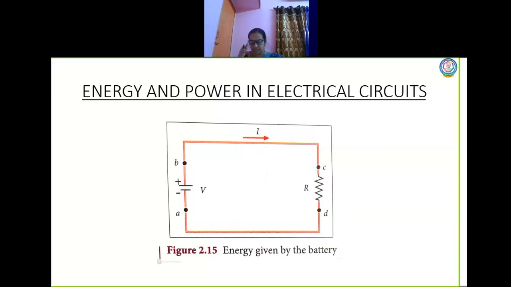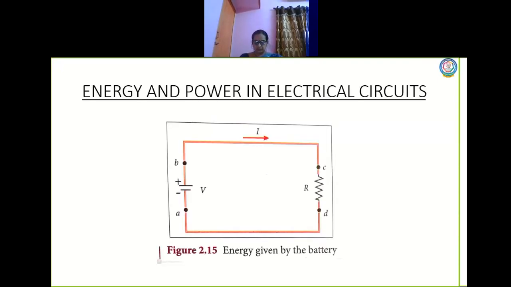Okay, so to start with, let us assume the battery has a voltage V. So V represents the voltage of the battery. Now let us consider some amount of charge dq which moves from A to B through the battery, and when it comes to the resistor, it moves from C to D.